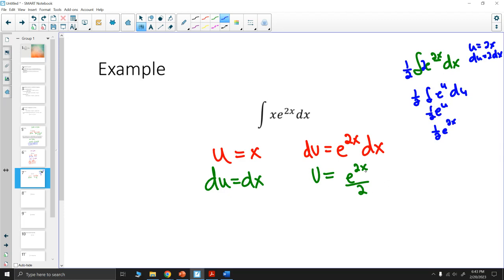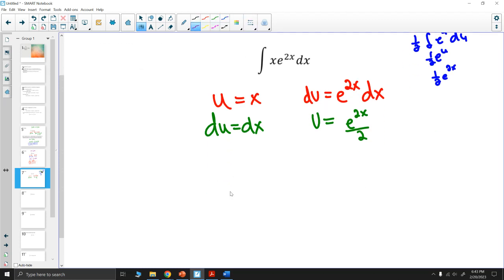So again, we technically are using u sub to integrate something like this, but you don't really have to use official u sub. If it's linear, it's pretty easy. All right, so again, it's uv minus integral v du. So u is x, v is e to the 2x over 2, minus the integral of v, e to the 2x over 2, du, which is dx.